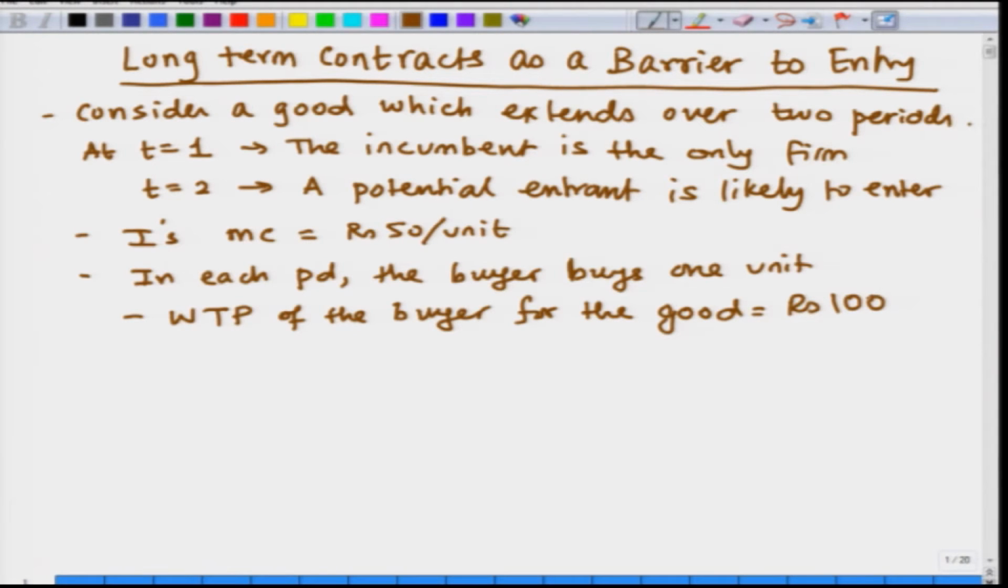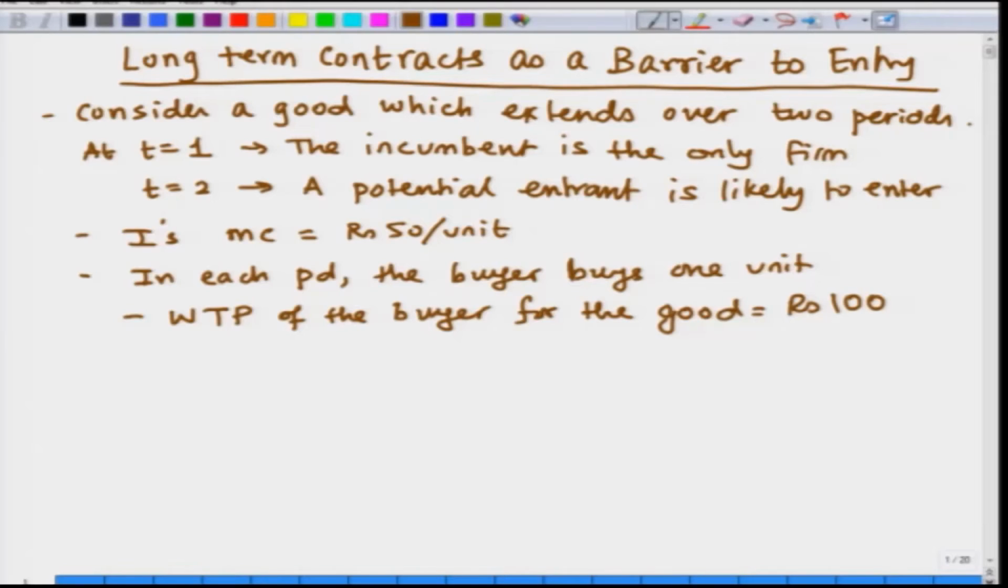So, the incumbent's marginal cost of production is 50. There are these two periods. The incumbent is the only firm at t equal to 1. At t equal to 2, there is an entrant who is likely to enter, and in each period the consumers are interested in buying exactly 1 unit of the product, and the willingness to pay for each unit of the good for the consumer is rupees 100.